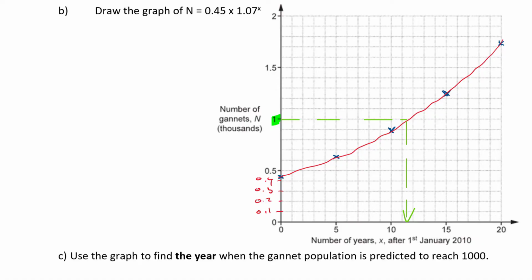So that's 12 years after the 1st of January 2010. So 2010 plus 12 is going to be 2022. So I'm going to say 2022 is my answer. Now, if you'd rounded the other way to 2021, I think you would probably get the mark.